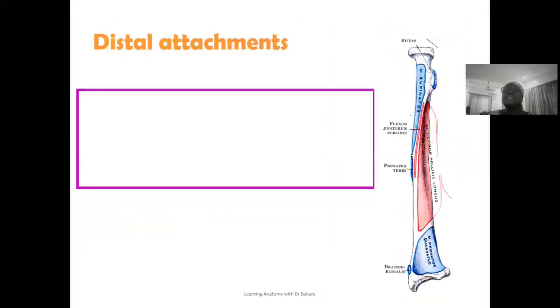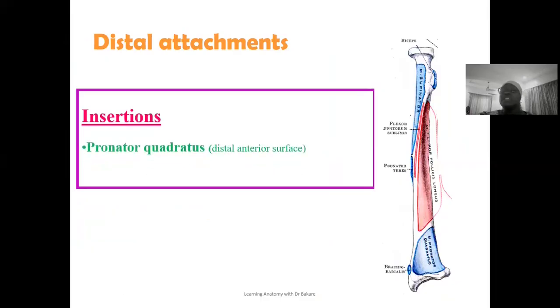Now let's go to the distal attachment. Around the distal region, we have muscles taking their points of insertion. And we have two muscles in this space. The first muscle is the pronator quadratus. The pronator quadratus is seen around the distal region of the anterior surface of the radius. If you look at this region, this is where we have the anterior surface of the distal region of the radius.